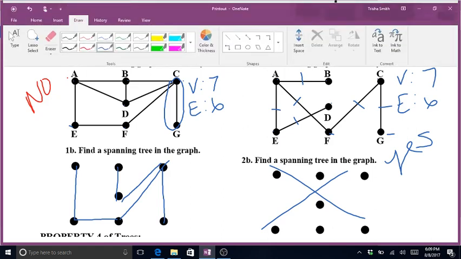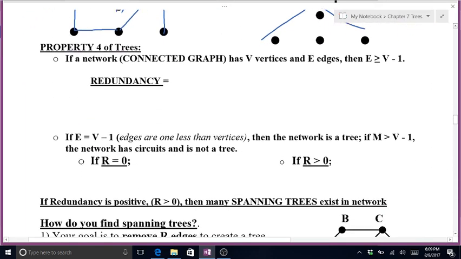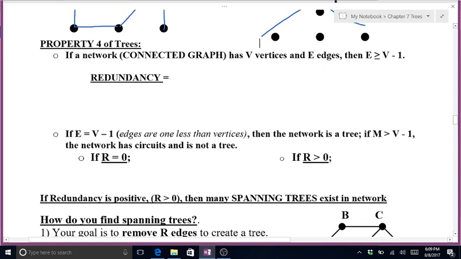Okay. Some new concepts for today. Property number 4. We're going to learn a fantastic formula, and this one is called the redundancy formula. So anytime you have something that is not a tree, you can use this formula and it tells you how many edges you need to get rid of in order to create a tree. Okay, so if a network is a connected graph, so if everything's connected and your V represents your vertices and E represents your edges, then your edges should always be greater than or equal to the number of vertices minus 1.